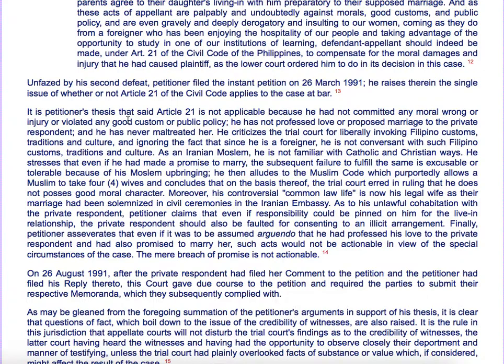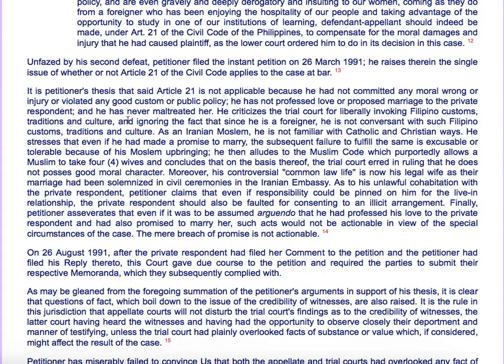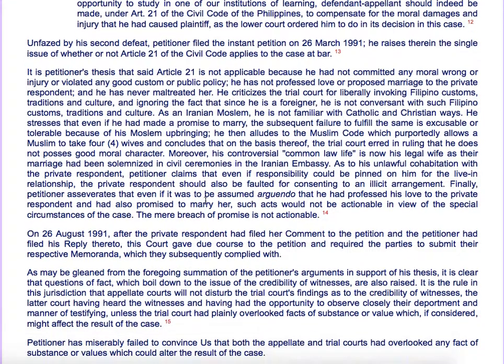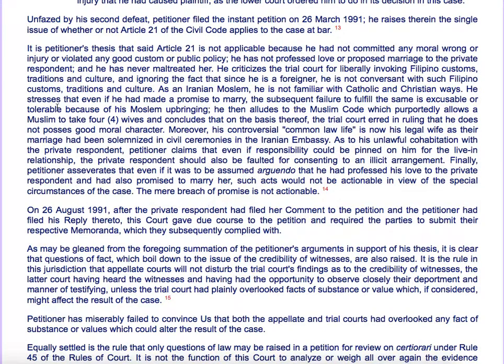So, of course, makikita mo yung arguments ng petitioner dito. And the Supreme Court would tell you that he's Iranian Muslim, he's not familiar with Catholic and Christian ways. The subsequent failure to fulfill the same is excusable and tolerable because of his Muslim upbringing. He alludes to the Muslim code and maraming reasons. These are his arguments. Okay?